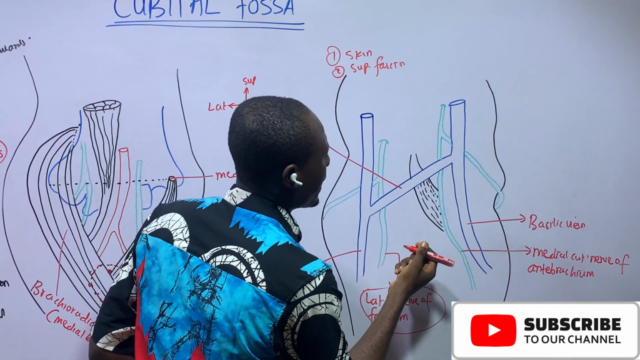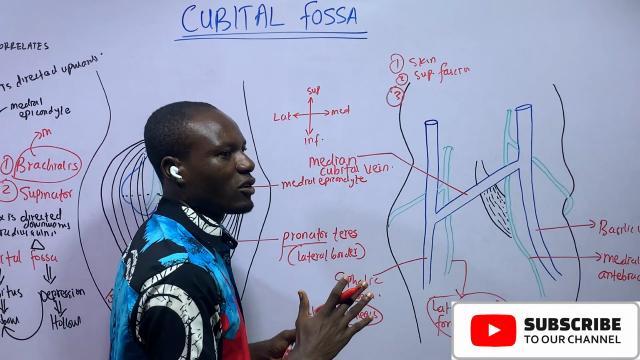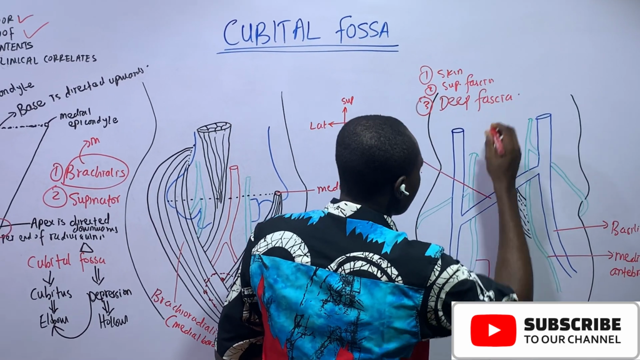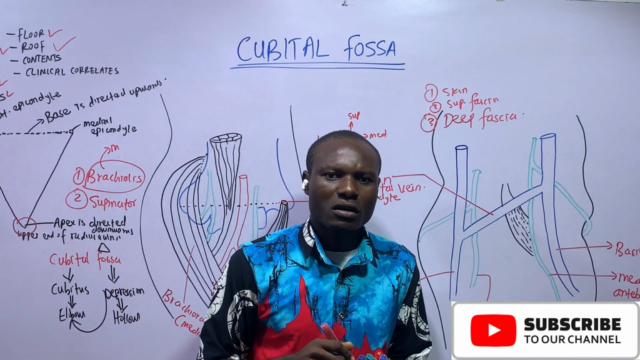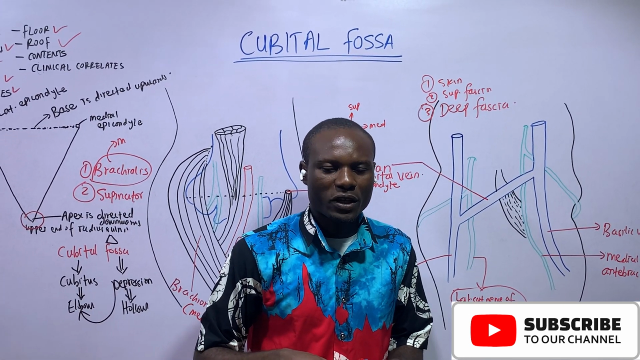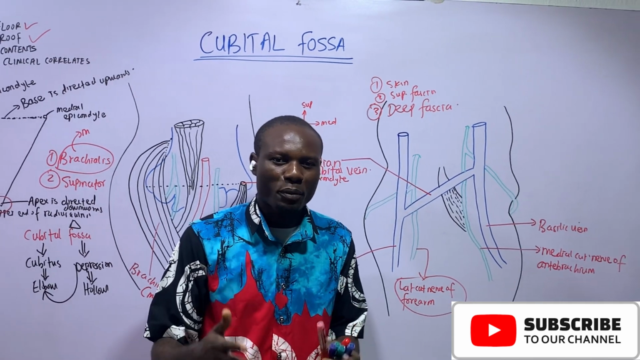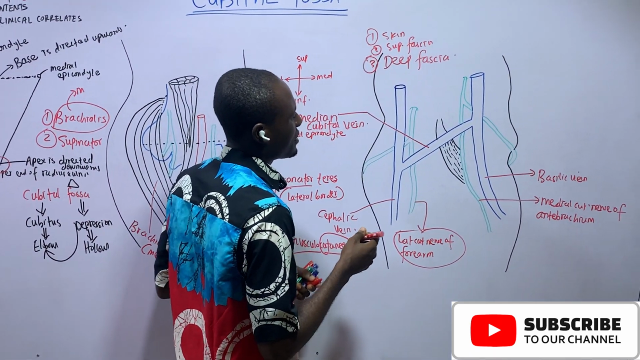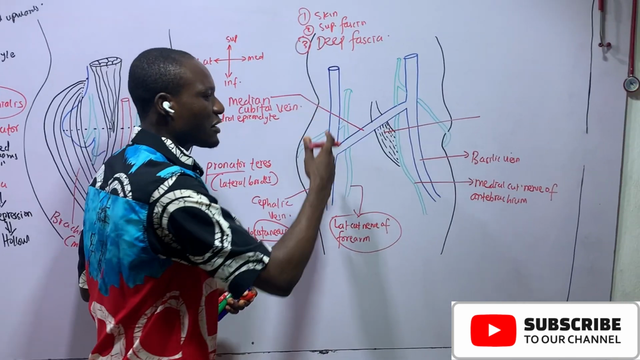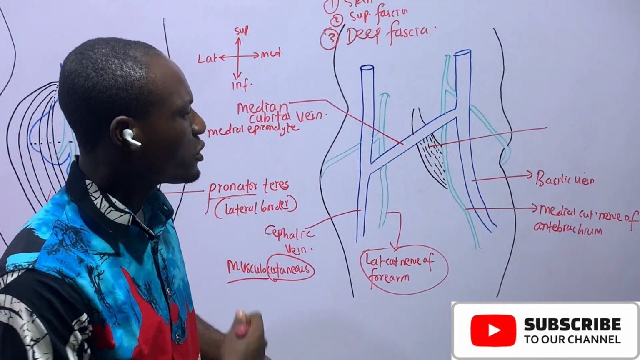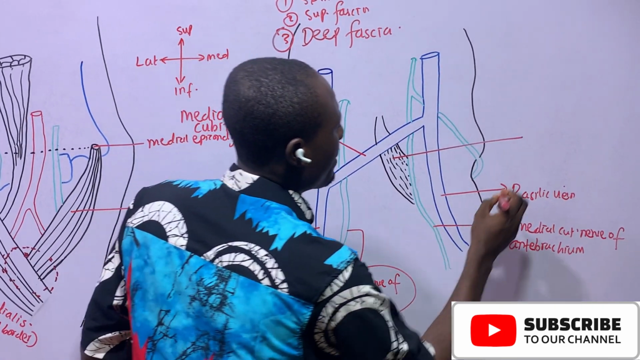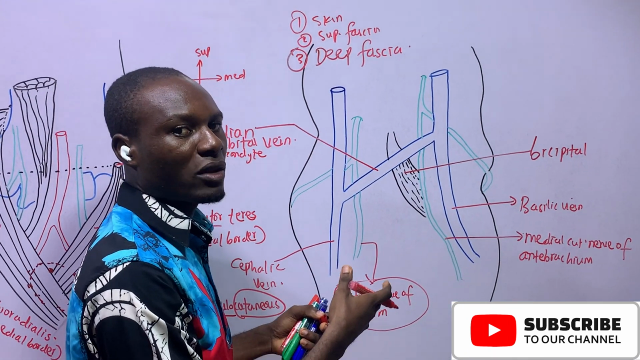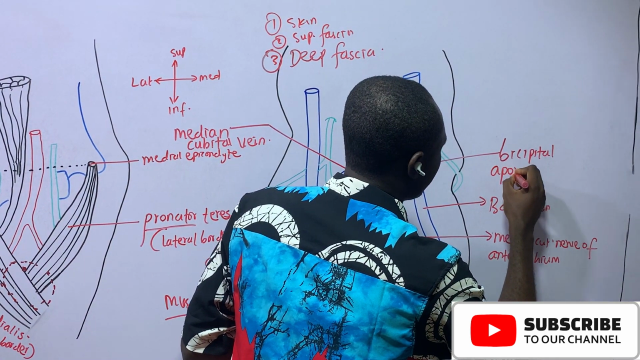The third component of the roof of the cubital fossa is the deep fascia. The fascia is simply sheets of collagen fibers that help in the organization of structures and provide support. Deep to the deep fascia, you are going to have a tendon. That tendon is called the tendon of biceps brachii. This tendon of biceps brachii gives out an aponeurosis, called the bicipital aponeurosis, which is found within the deep fascia that forms part of the roof of the cubital fossa.